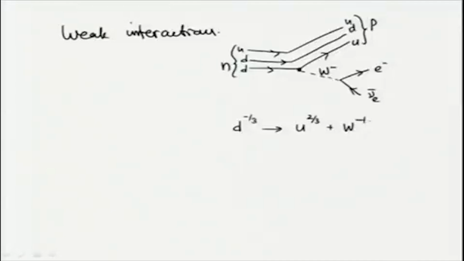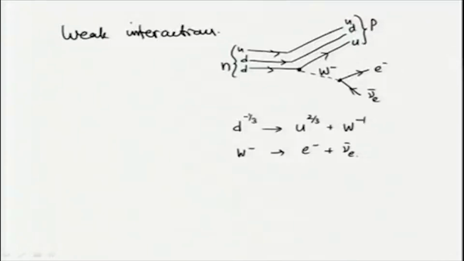Sum it up, you will see that the right hand side has minus 1 plus 2 by 3. So, this is minus 1 by 3 charge. Similarly, when W goes to electron and antineutrino, the antineutrino does not have any charge, W has minus charge brought into that vertex which is taken away by the electron. So, same thing. Okay. So, that is W minus going into e minus plus antineutrino. So, this is roughly the kind of split of this process.